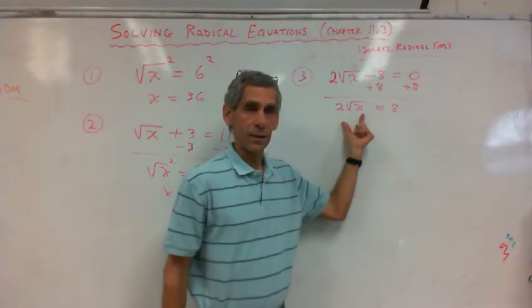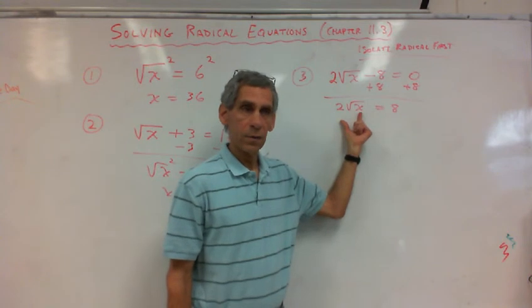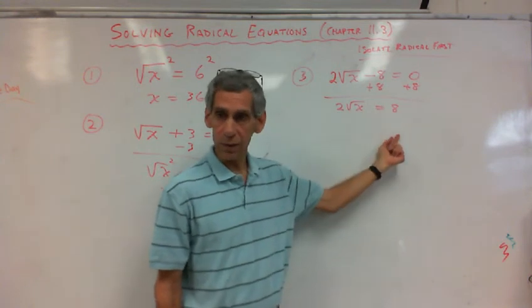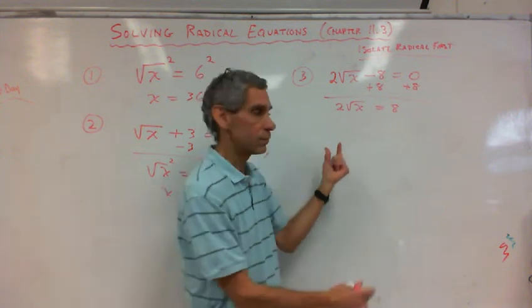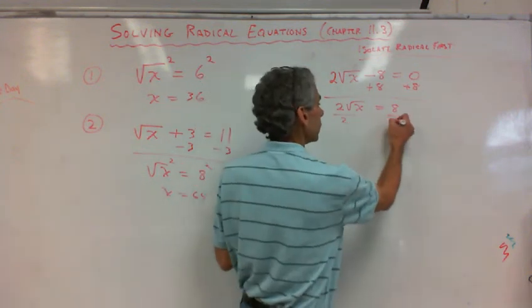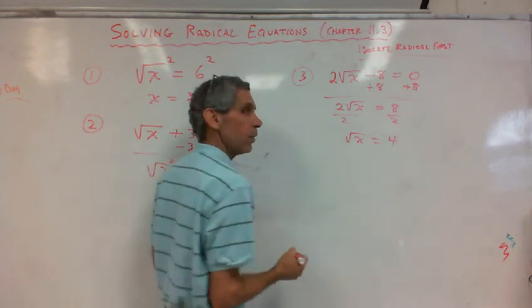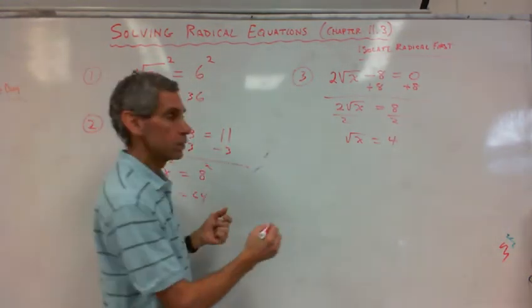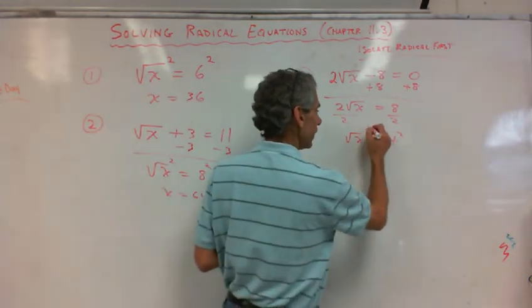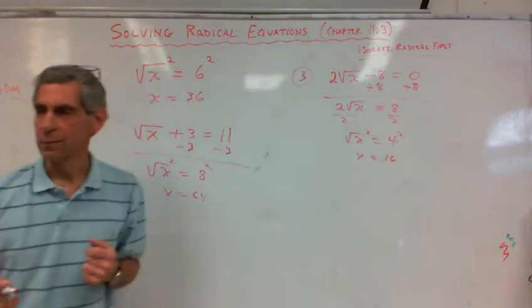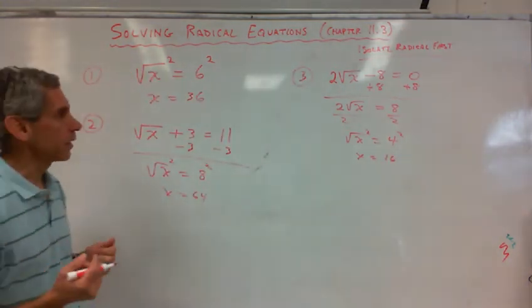X is not isolated yet, right? You've got this 2 in the way, right? So, yeah, he's right. Divide by 2 first, right? You want to just say square root of x. So divide by 2, divide by 2. We've got the square root of x is equal to 4. Now what, Landon? Square both sides. These are easy, right? X is equal to 16. Piece of cake.